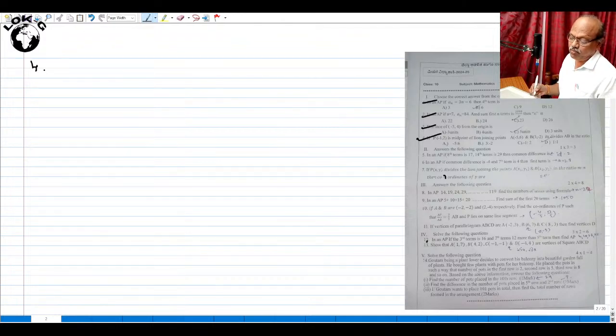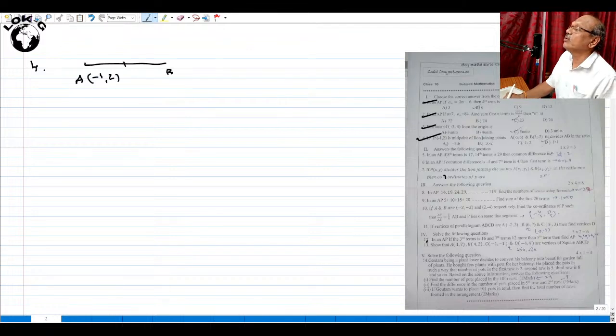P (-1, 2) is the midpoint of a line joining the points A (-5, 6) and B (3, -2). Look at here. You know the midpoint formula. Check first of all. The coordinates of A are (-5, 6), and the coordinates of B are (3, -2).